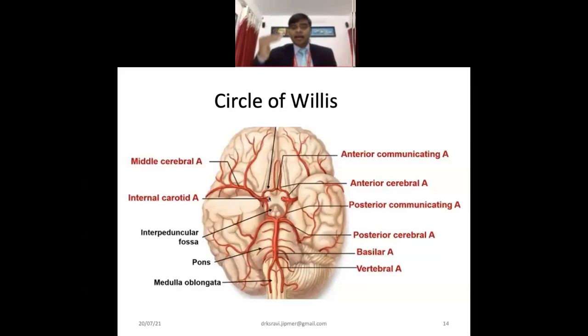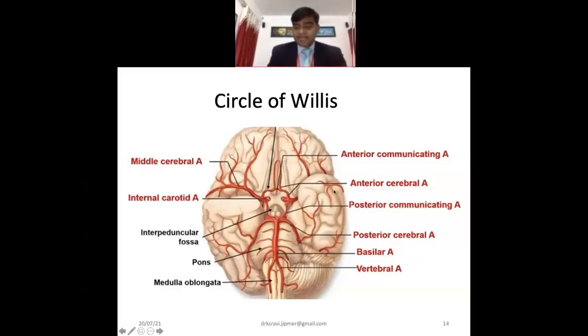Whenever some of the arteries are damaged or injured, suppose the left side anterior cerebral artery is damaged, right? Then the blood will come from the opposite side and it will circulate, and similarly vice versa, I can say. So that is the beauty, you can say.